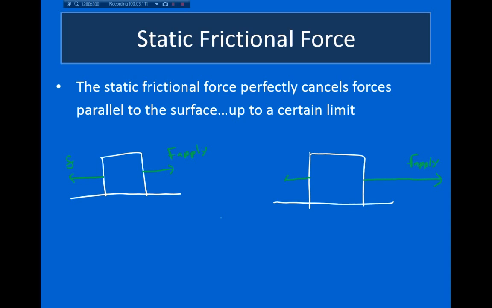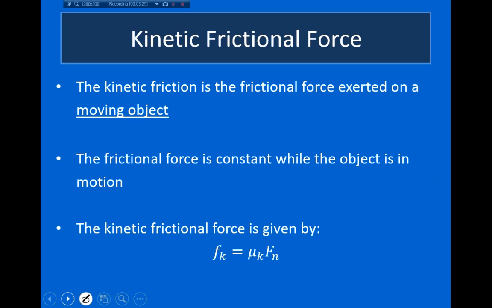And when this happens, we get a new type of frictional force that arises, which is called the kinetic frictional force. So when the static frictional force is exceeded, the object will begin to slide and a new frictional force will appear. So this frictional force is called the kinetic frictional force. This is the frictional force that is exerted on a moving object.